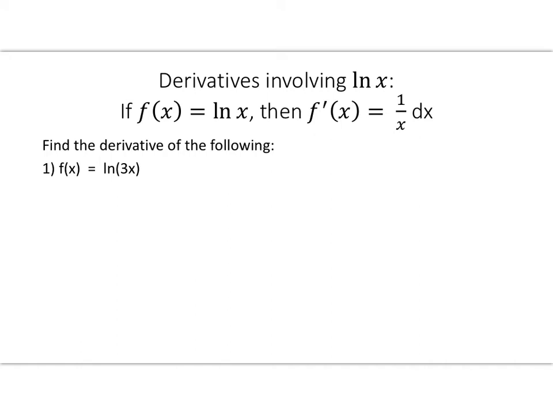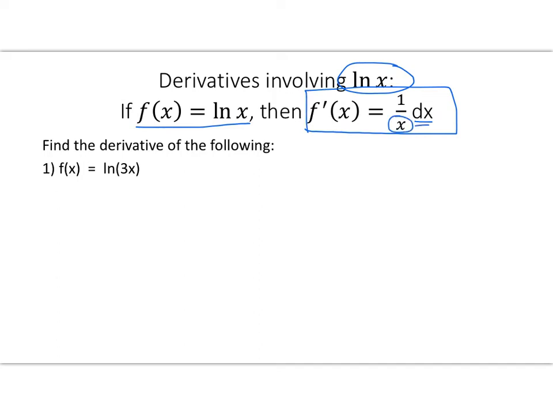Okay, so we worked with special functions. We worked with our trig functions. So now we're going to move on and find derivatives involving the natural log of x, ln of x. Instead of working through the whole thing, I'm giving it to you. If f of x equals the natural log of x, then the derivative, f prime of x, equals 1 divided by x times the derivative of whatever this thing is.